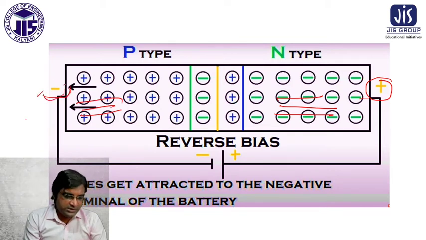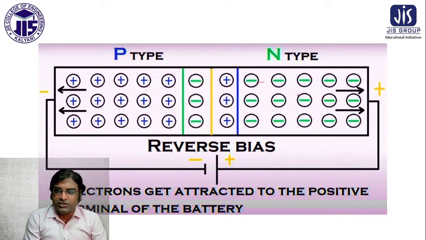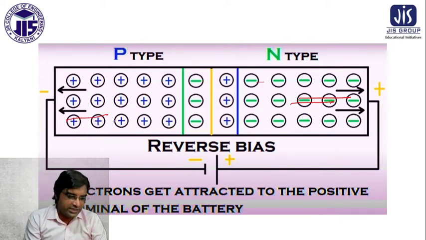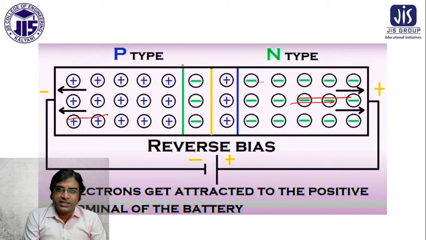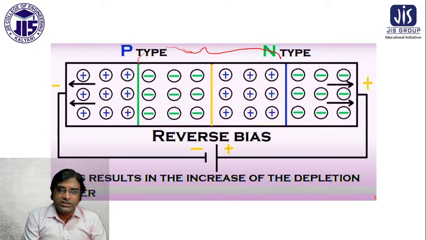So for that reason, you can see in the next second that electrons are attracted to this side and holes are attracted to this side. As the holes and electrons are attracted, this results in an increase of the depletion region. You can see the depletion region increasing. In the previous case we did this, and now the depletion region will become high.